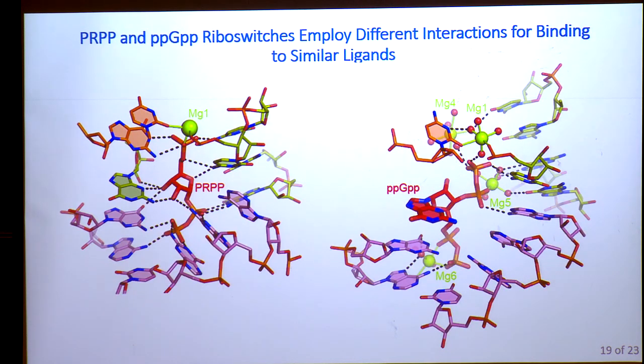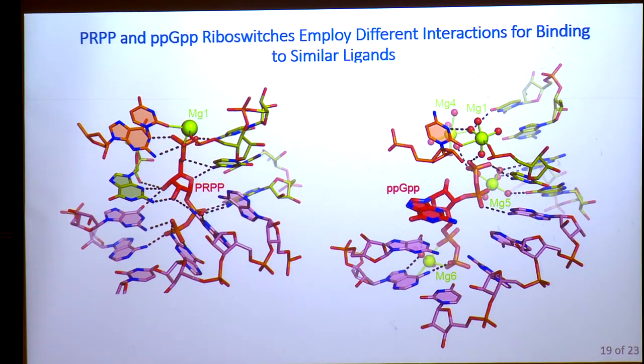So besides this one important residue, there aren't too many nucleobase changes or differences between the two riboswitches within the ligand binding pocket. And even though the structures look very similar, the way that the ligands are binding are actually quite different.